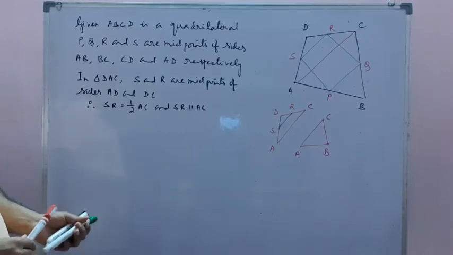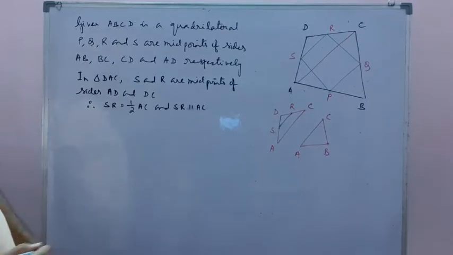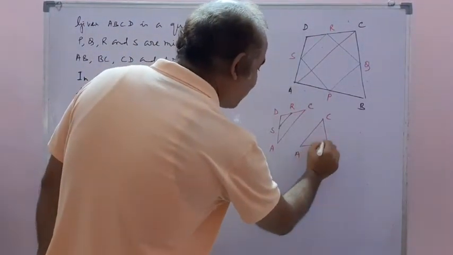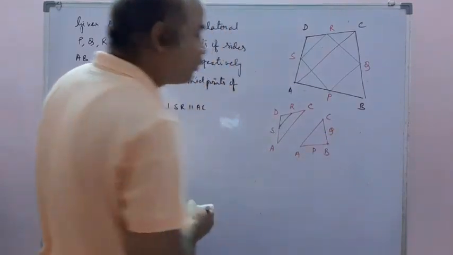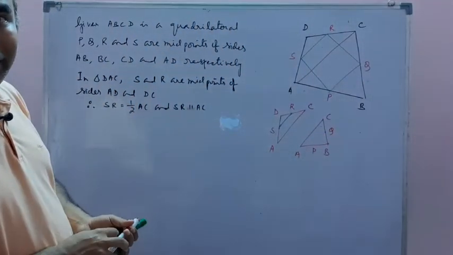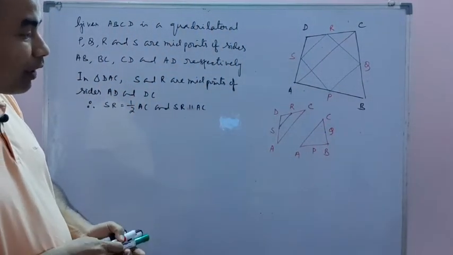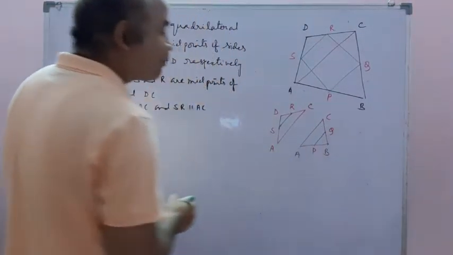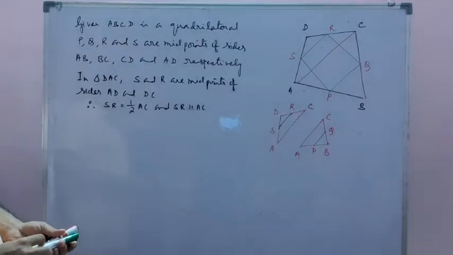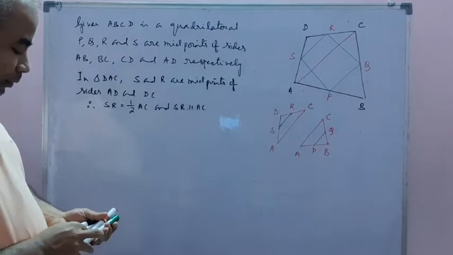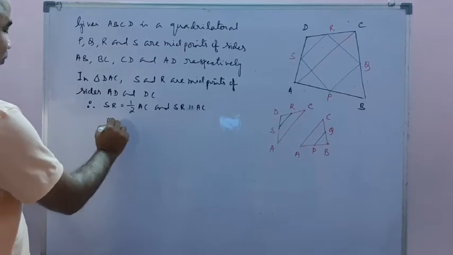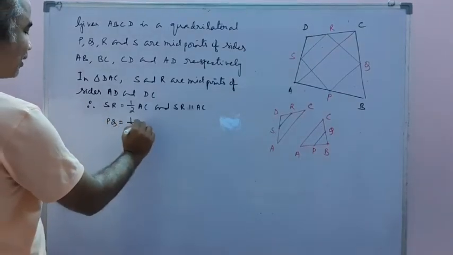Exactly the same thing is there in triangle ABC. In triangle ABC, side AB has midpoint P and side BC has midpoint Q. So the midpoints of two sides are given. Now if you join the midpoints of these two sides, you get the line segment PQ, joining the midpoints P and Q. By the midpoint theorem, that line segment PQ is also equal to half of AC.